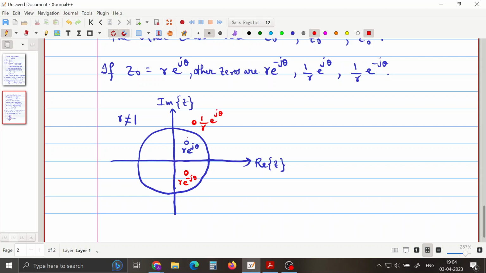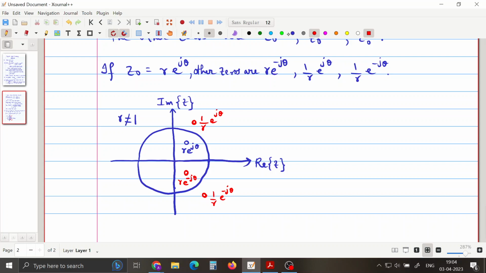It's the reflection of r e power j theta above the unit circle. And similarly, what about 1 by r e power minus j theta? It's simply somewhere here. So this is 1 by r e power minus j theta.